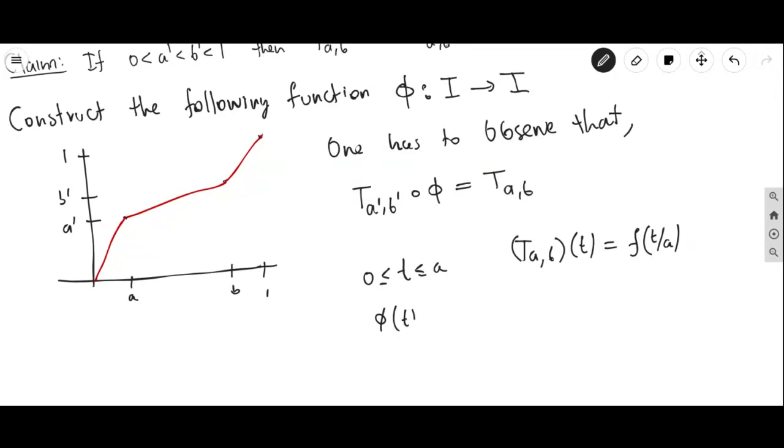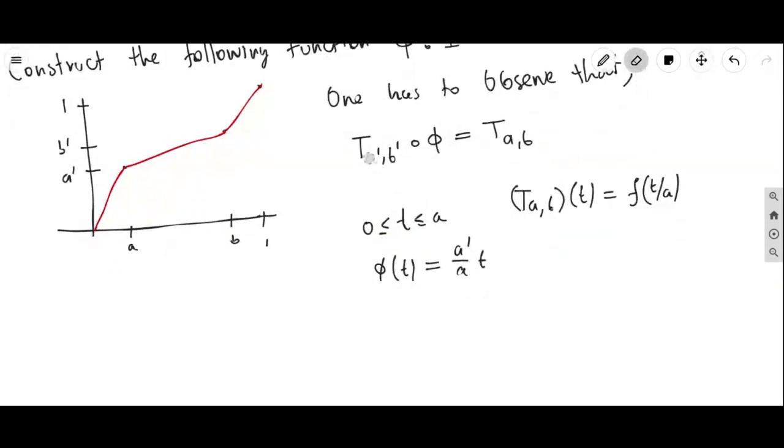Now let's see what we get over here. Phi of t, what is that equal to? Well, what's the slope over here? You're doing phi first. You're going up like that across. So it's a prime divided by a, times t. So that would be the slope.